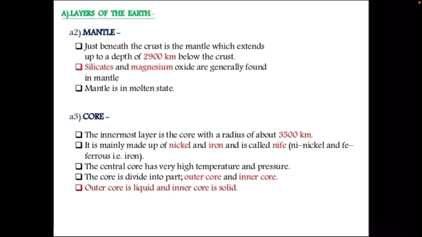The third layer, it is the innermost layer. It is known as the core and it has the maximum radius, that is about 3,500 kilometers. It is mainly made up of nickel and iron and is called Nife, N-I-F-E, Ni for nickel and Fe for ferrous, which is also known as iron. The central core has very high temperature and pressure. The core, that is why, is divided into two parts, outer core and inner core. Outer core is liquid and inner core is solid.